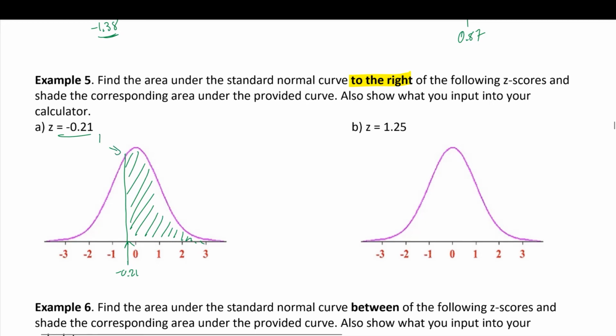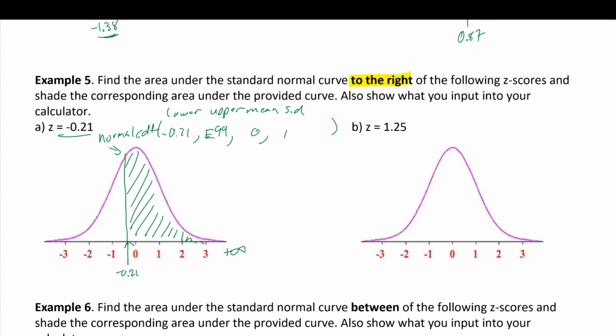So normal CDF, we've got our lower, upper, mean, standard deviation. Our lower, in this case, is negative 0.21, because it goes from left to right. Upper is positive infinity, so you just have to put in E99. The mean and standard deviation are 0 and 1, because we are dealing with a standard normal.